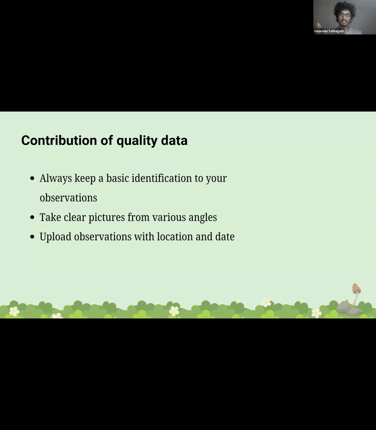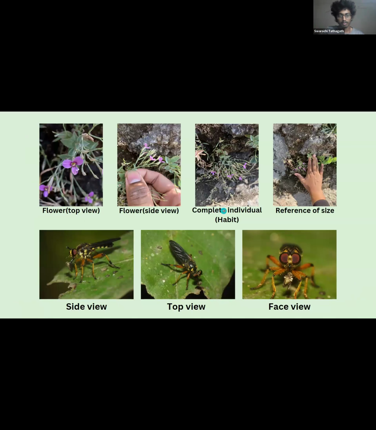For plants and animals, I'll tell you how to do this. Like I'll, in the next slide, it's there. I'll just show you how to ideally observe a plant and how to ideally observe an animal, and upload observations with location and date that I mentioned previously. Okay. So yeah, I'll just show you how to upload first.